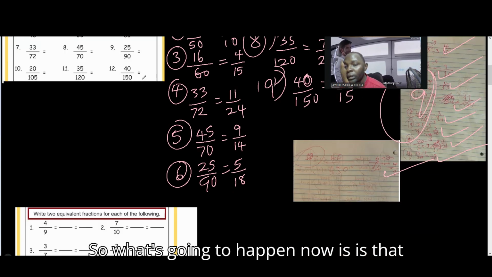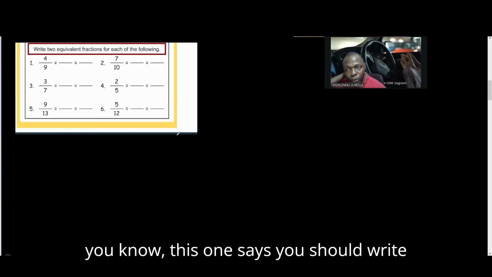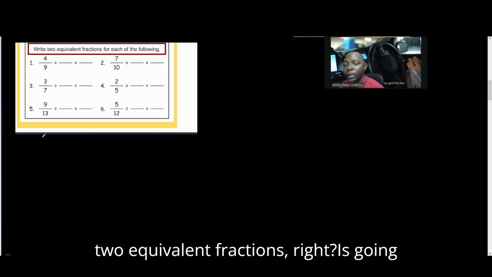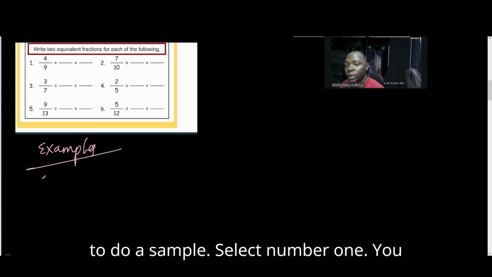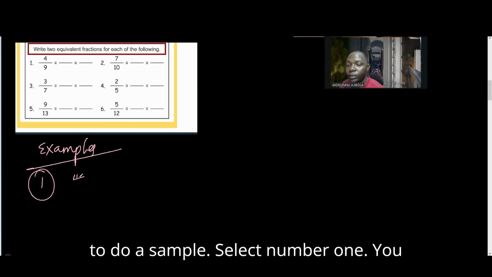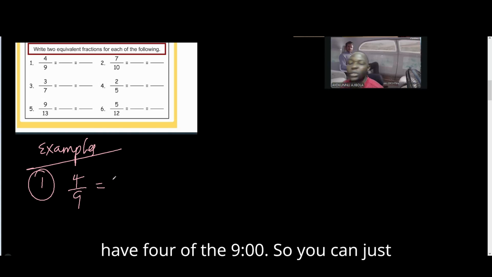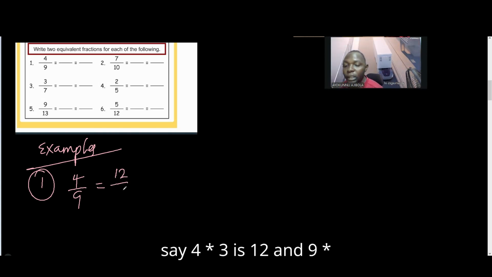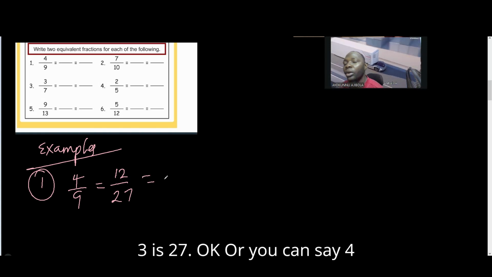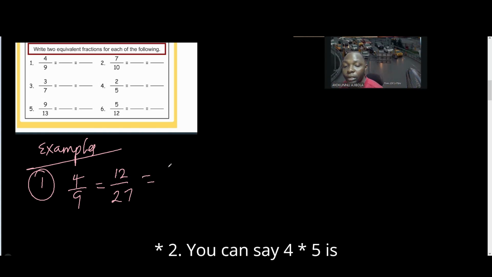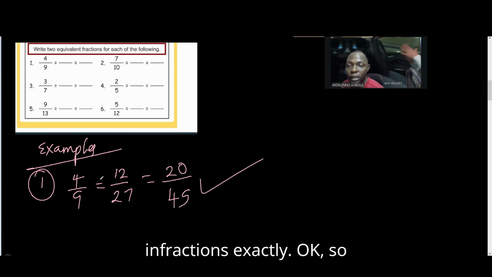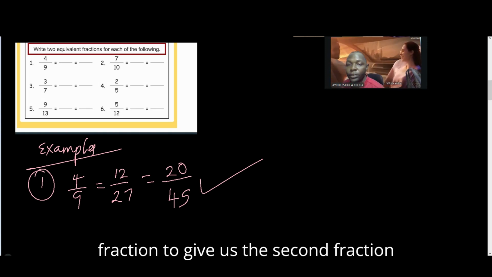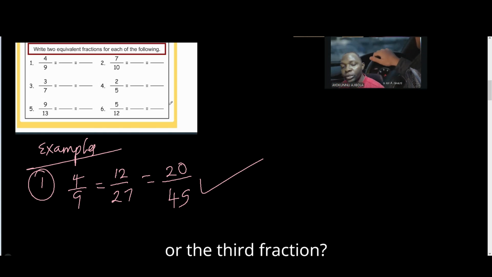So what's going to happen now is that this one says you should write 2 equivalent fractions, right? It's going to be my homework. Yeah, it'll be homework, but I just want to do an example. So like number 1, you have 4 over 9. So you can just say 4 times 3 is 12 and 9 times 3 is 27, okay? Or you can say 4 times 5 is 20, 9 times 5 is 45. So these are equivalent fractions, exactly. So just anything that multiplies the first fraction to give us the second fraction or the third fraction.